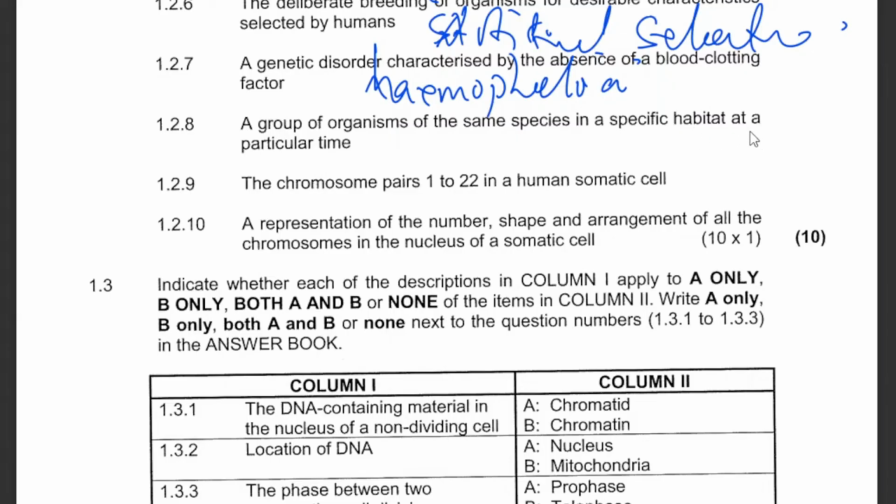A group of organisms of the same species in a specific habitat at a particular time. How do you call that? We say that it is called a population.